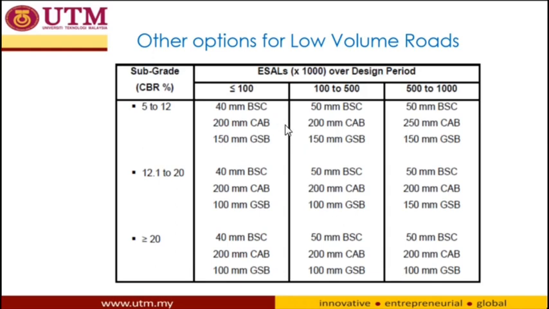So here in this table, we have subgrade strength between 5 to 12, 12 to 20, and then more than 20%. And then next to it, we have class of the traffic. The first one, less than 100,000, and then between 100 to 500,000, and then between 500,000 to 1 million. So here you can select which one complies with the category of the pavement under design.